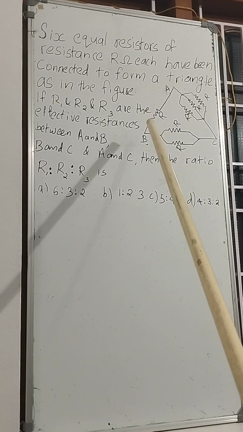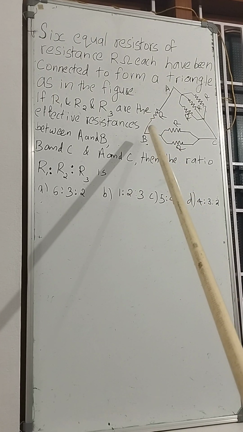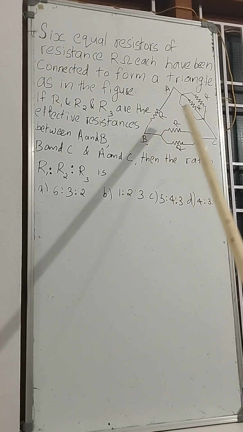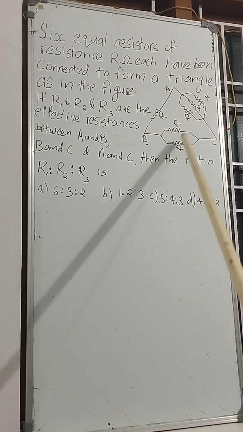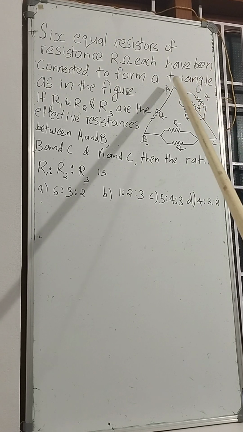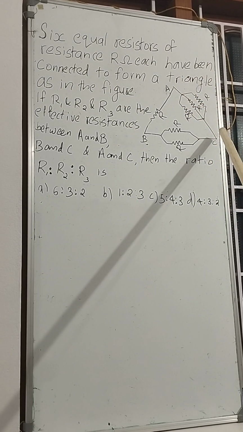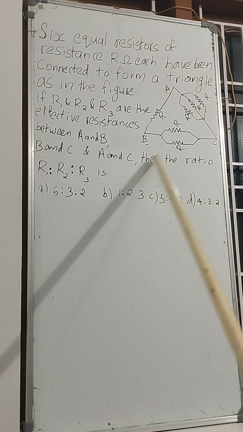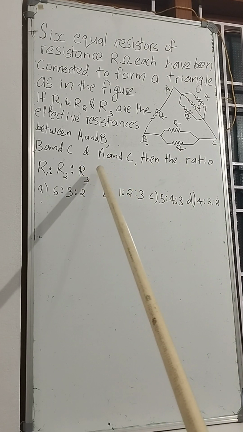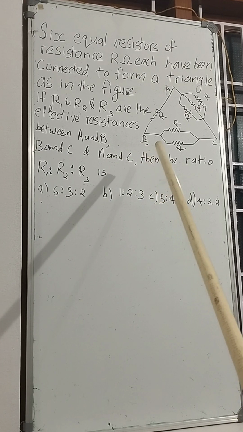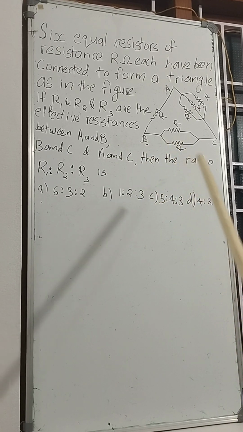Similarly, R2 is the effective resistance of the entire network between B and C. Resistance of that portion alone is different from R2. And between A and C, the effective resistance of the entire network is given as R3. Now to solve this network, we just need to know how to calculate the effective resistance of a number of resistors connected in series and parallel.